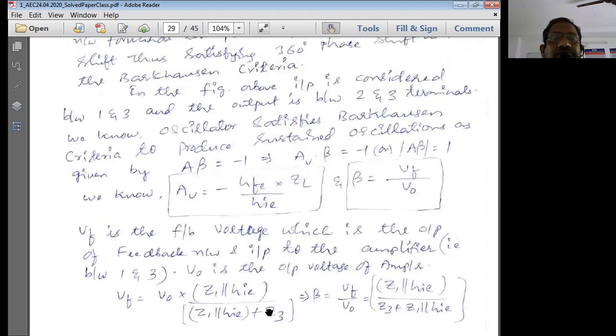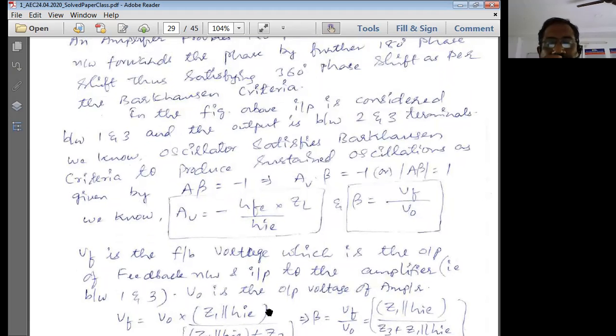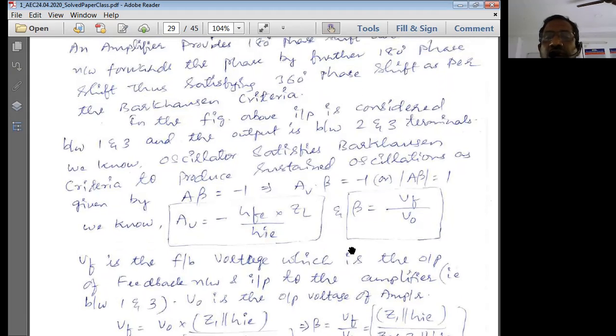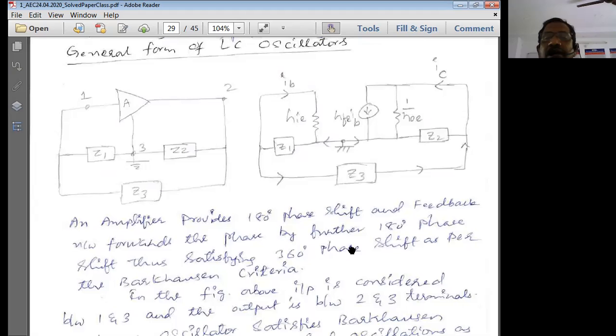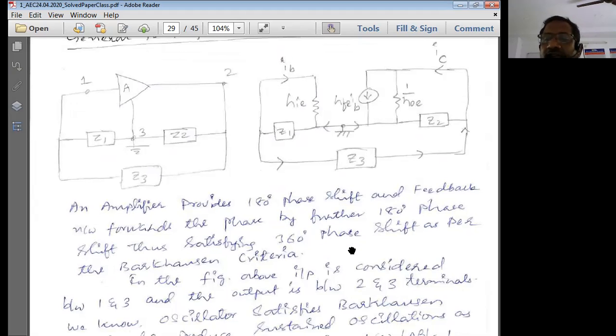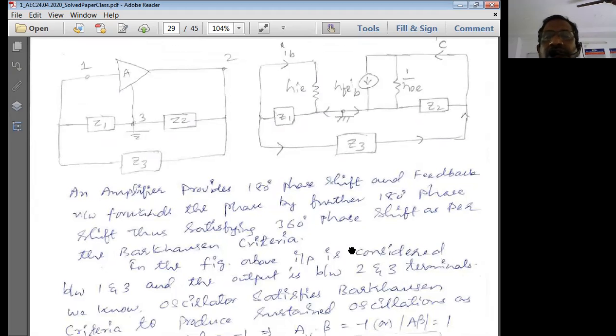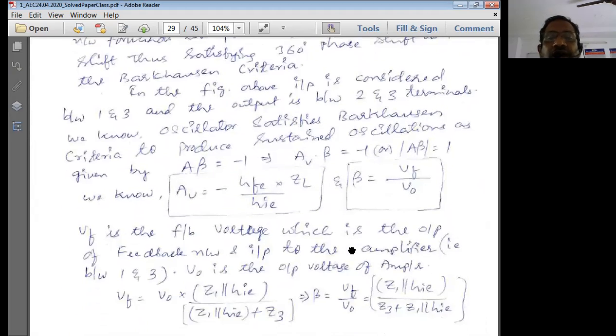Now here, we start with the voltage gain of an amplifier. We know this formula from the first unit. The voltage gain of an amplifier, AV, is equal to minus hfe by hie into ZL. And what is beta? Beta is nothing but VF by V naught. That means, what type of amplifier is this taken as? Voltage series feedback type of amplifier. That means a voltage series feedback type of connection is normally employed in this.